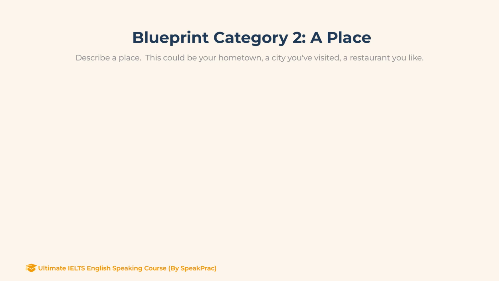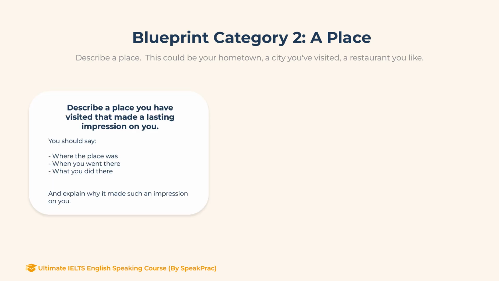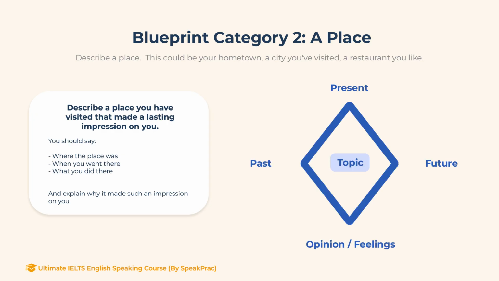A classic IELTS Speaking Part 2 topic in this category is: describe a place you've visited that made a lasting impression on you. You should say where the place was, when you went there, what you did there, and explain why it made such an impression on you. Again, think of the topic diamond and how it can apply here.